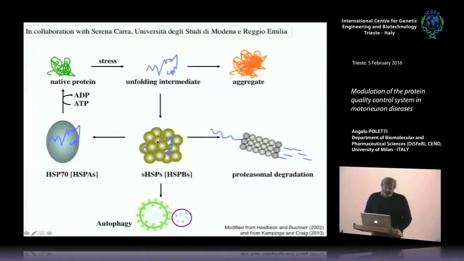These small heat shock proteins are very important because they may assist HSP70, the ATP-dependent chaperone, in the refolding process, which is a big news for the cells. Or they may even assist the degradation by the proteasome or by autophagy, with mechanisms that are now a little bit clearer than in the past.